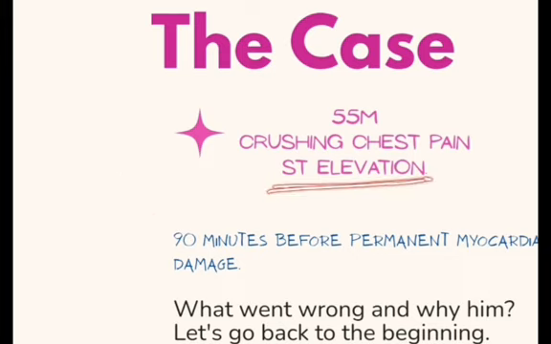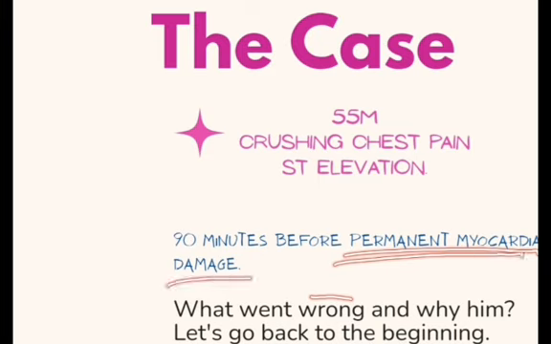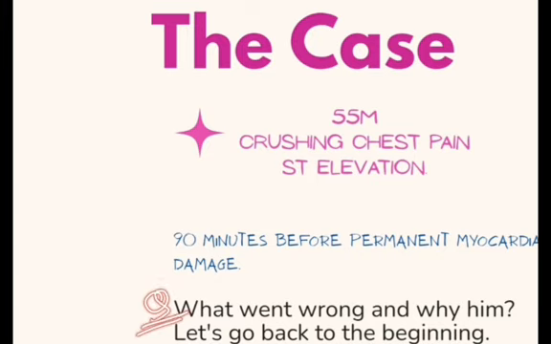The attending doctor orders an ECG, and the ECG shows ST elevation and troponin is high. So the doctor says that you have 90 minutes before permanent myocardial damage. Now the question which arises is: what went wrong, and why him?